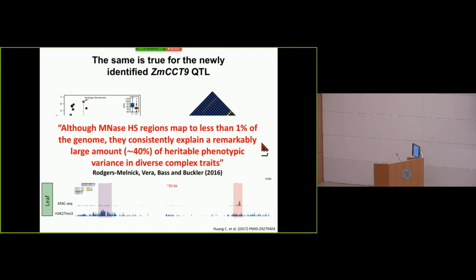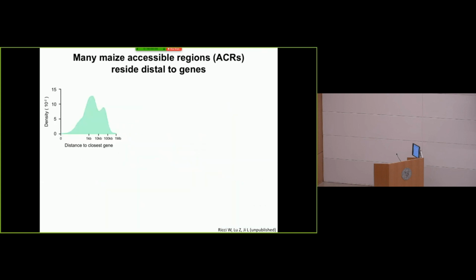So this is not rare, and this is no surprise to this crowd. There's been some really great work from Ed Buckler's group in collaboration with Hank Bass, where they have shown that even though these regions of chromatin accessibility are a minor fraction of the maize genome, they contain a tremendous amount of the heritable phenotypic variation underlying these complex traits. And so we really are now excited about further discovering these elements, not just in maize, but in other plant genomes. But I'll continue to focus on maize just for the first part of this talk.